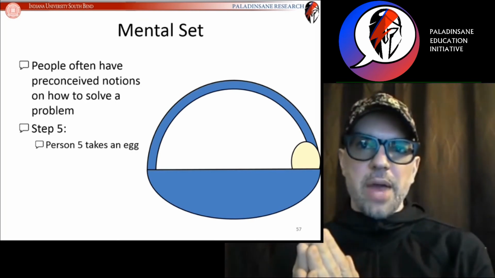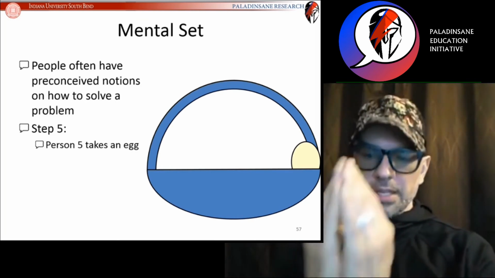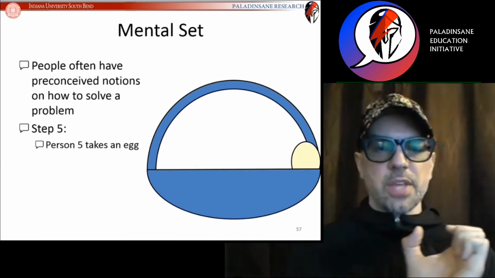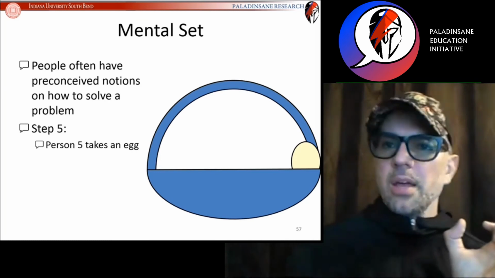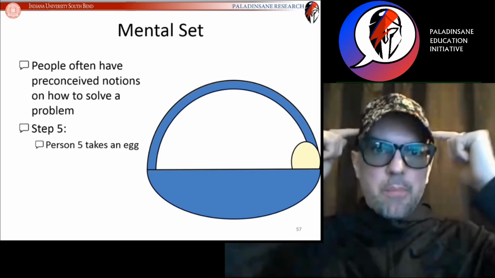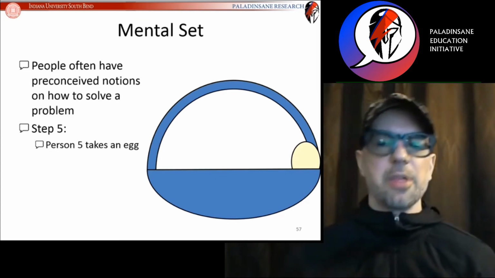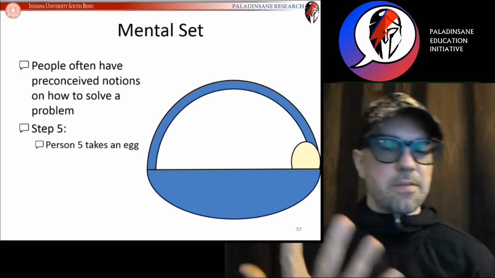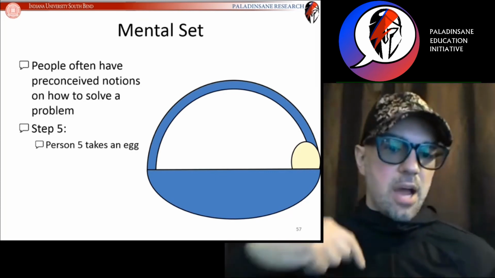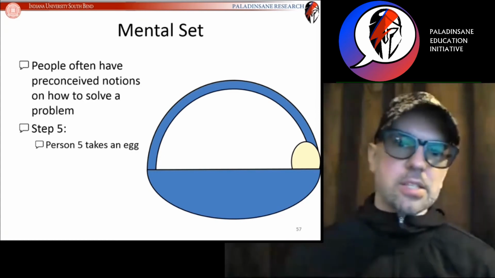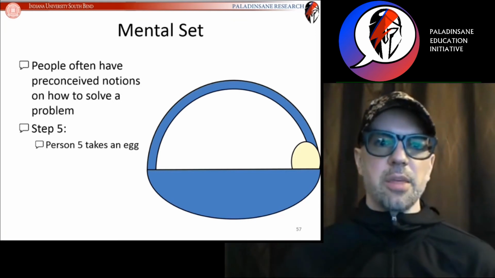Taking an egg out of the basket was successful the first time. It was successful the 2nd time. It was successful the 3rd time. It got us closer to the solution the 4th time. It worked the 5th time. So in our mind, we formed this mental set of we got to take an egg out of the basket. We've taken an egg out of the basket 5 times. Our mind is now preconditioned into this preconceived notion that the way to solve this problem is to take an egg out of the basket.